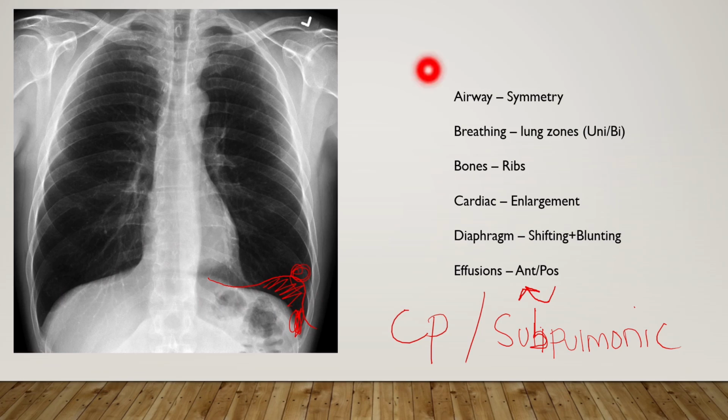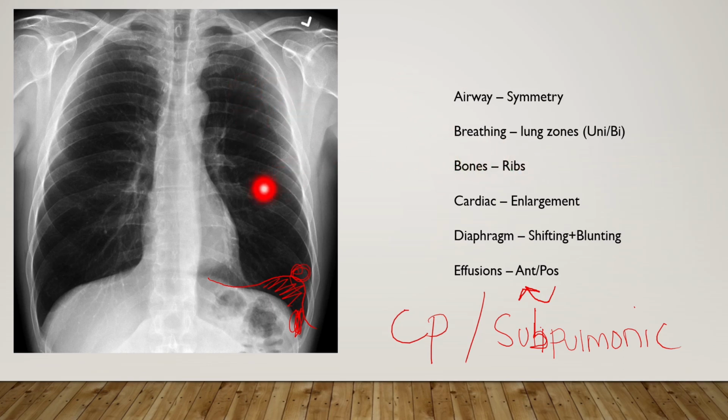When we look at our A to E, we look at A for airways. Is it symmetrical? If it's deviated, is it atelectasis or is it pneumothorax? I.e., is there a volume problem? Is there a volume overload? Is there a volume deficiency?